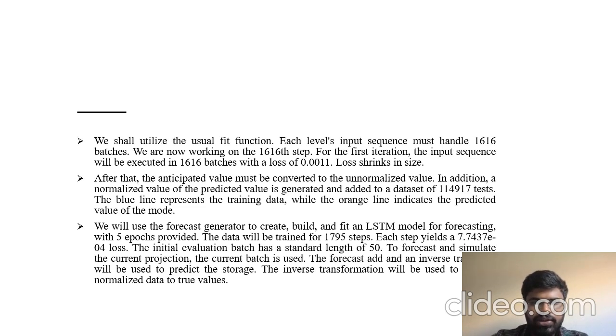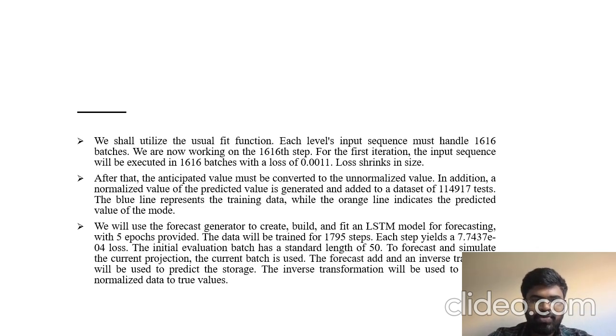For the first iteration, the input sequence must be executed in 1616 batches with a loss of 0.0011. The loss shrinks in size. After that, the anticipated value must be converted to the unnormalized value. In addition, a normalized value of the predicted value is generated and added to a data set of 114917 sets, because the blue line represents the training data, while the orange line indicates the predicted value of the model.